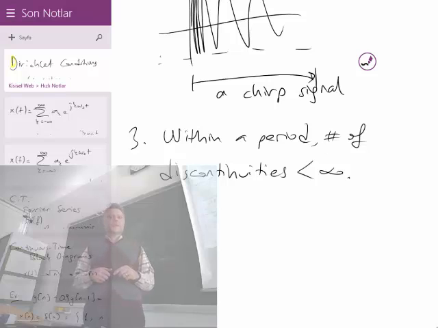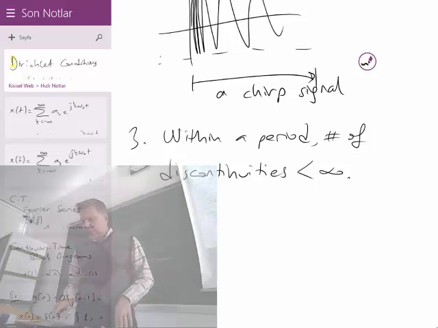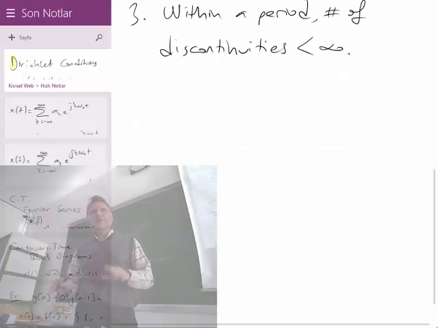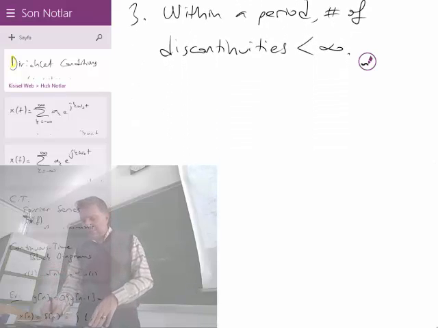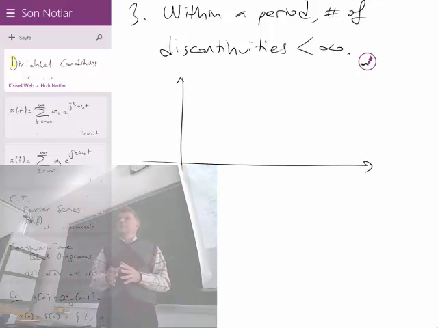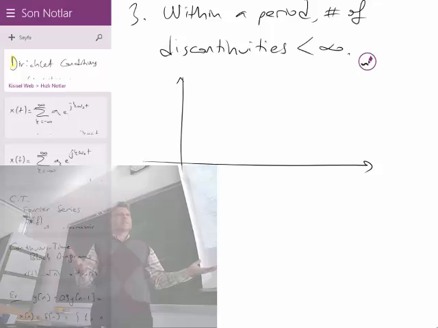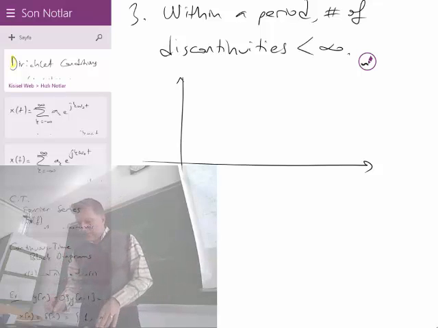If it is infinity, then we cannot talk about the Fourier series. Let me try to think of a counterexample. The counterexamples are usually fabricated, as you see, and normal signals always have Fourier series coefficients. Let's assume that this is the period capital T, and my signal is like this.